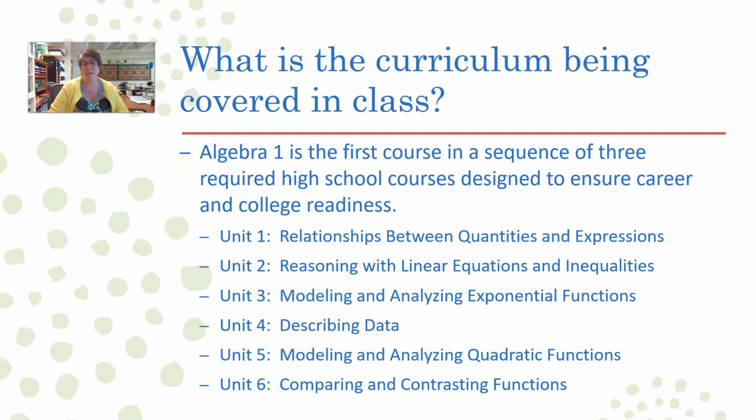Unit 4 is in the second semester. That's describing data, our statistics unit. Unit 5 is modeling and analyzing quadratic functions. And Unit 6 brings everything back together to compare and contrast these functions that we talked about all year long.